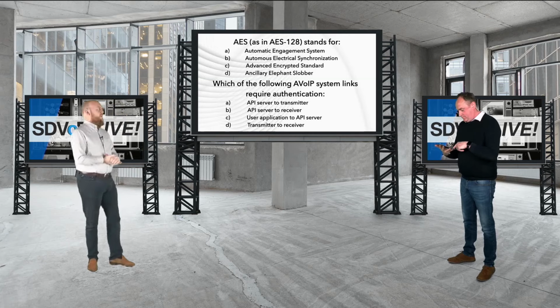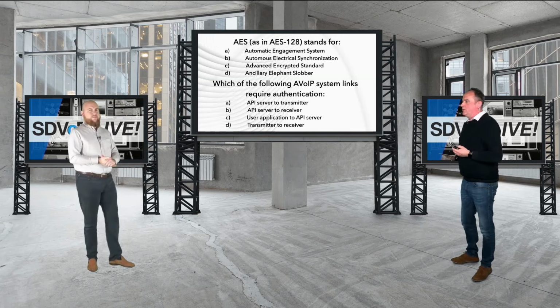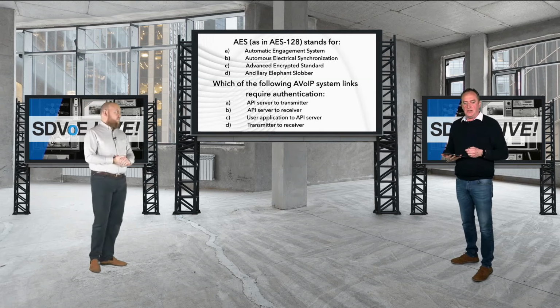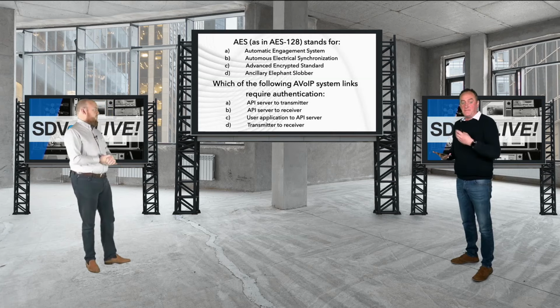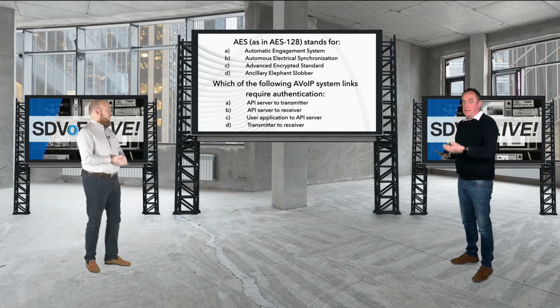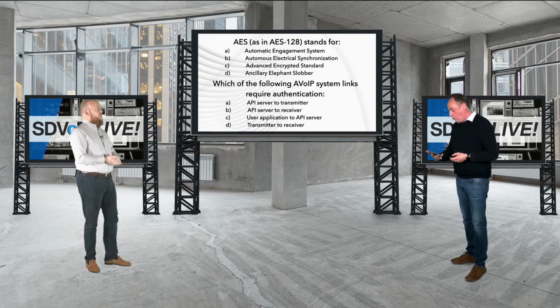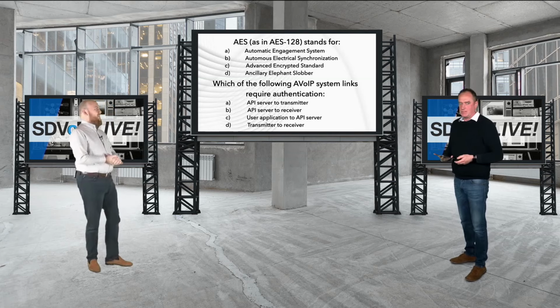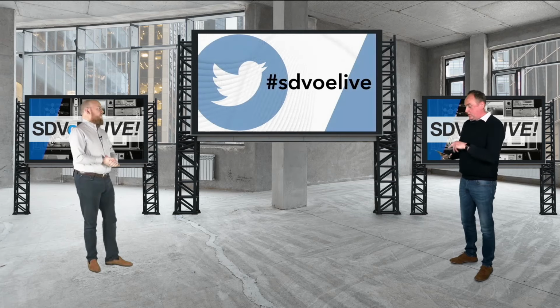Any comment on that second question? Where should you have authentication in your AV over IP system links? We're a bit naughty here because, in actual fact, all of these answers are correct. People are picking answers out, but in actual fact, every single step requires authentication. So, sorry, we're a bit cheeky, but yes, they're all in fact correct. Well done to everyone that answered that.